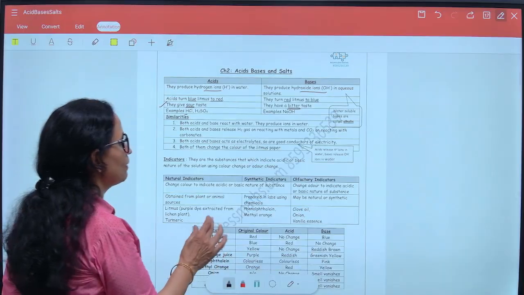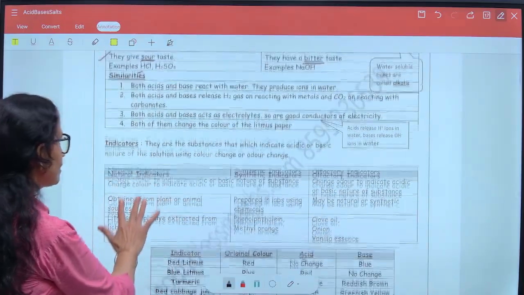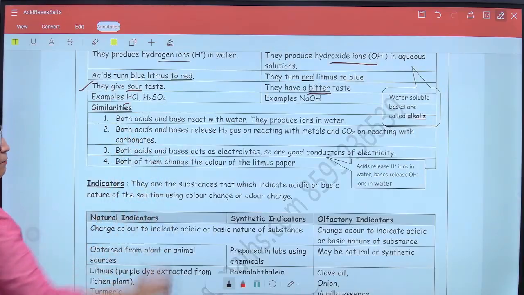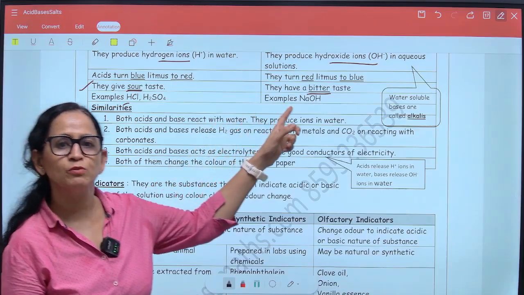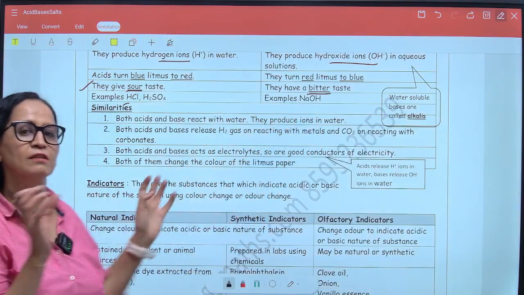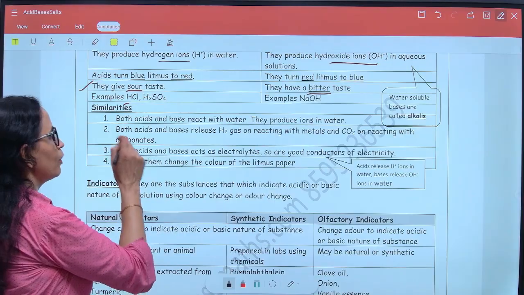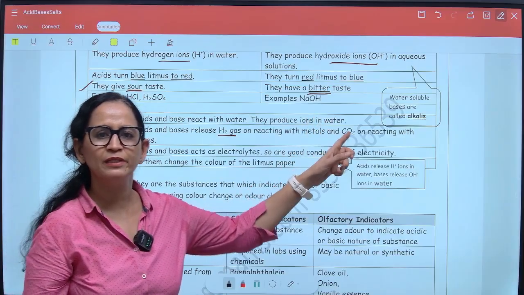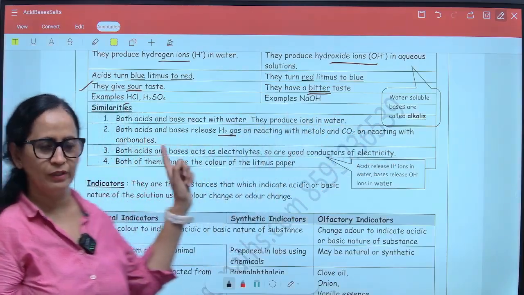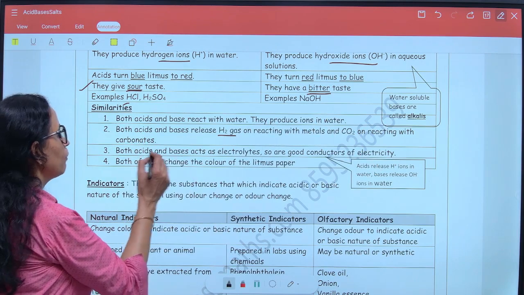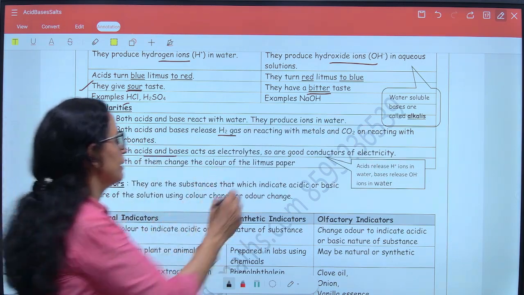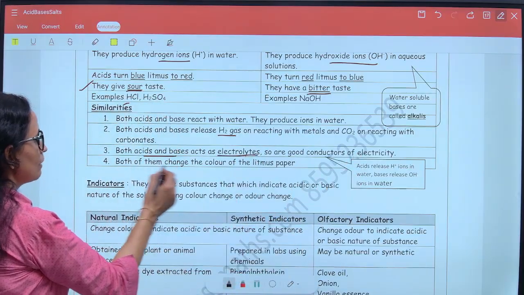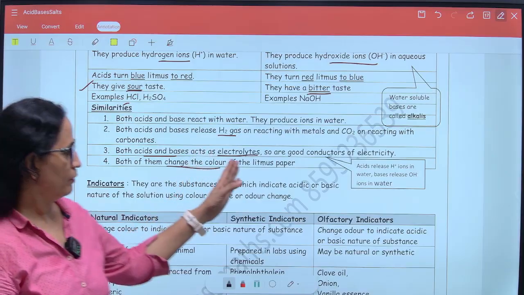Now what are the similarities between the two? Are they similar also in some respect? Yes, they are similar. Both acids and bases react with water and they produce ions in water. They disintegrate into ions. Both acids and bases release hydrogen gas on reacting with metals and carbon dioxide gas on reacting with carbonates and bicarbonates. Both acids and bases act as electrolytes. So they are good conductors of electricity. And both of them change the color of the litmus paper, right?